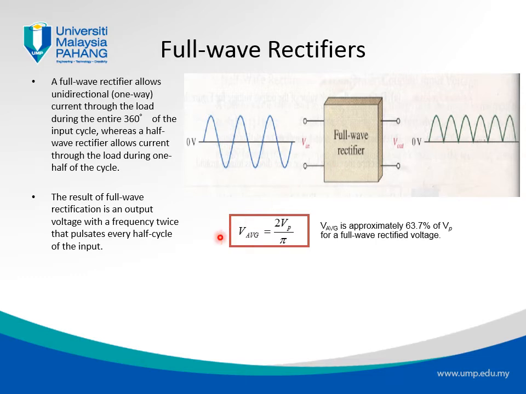So the result from the rectification, the main thing that is advantageous, is that we have increased the average voltage on the output. So the average voltage on the output, instead of having just Vp divided by pi in half wave, now in full wave we have multiplied by 2, 2 Vp divided by pi, which is now approximately 63.7% of the maximum or the peak voltage. So we have a much higher output voltage compared to a half wave voltage.